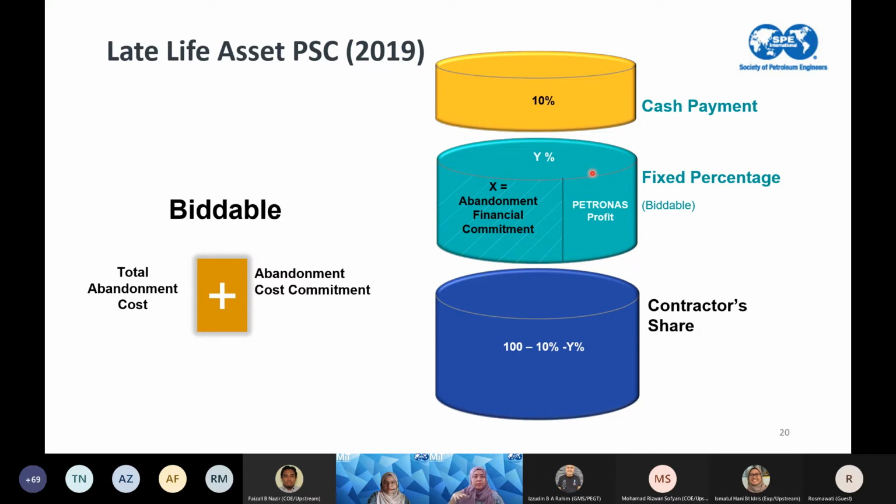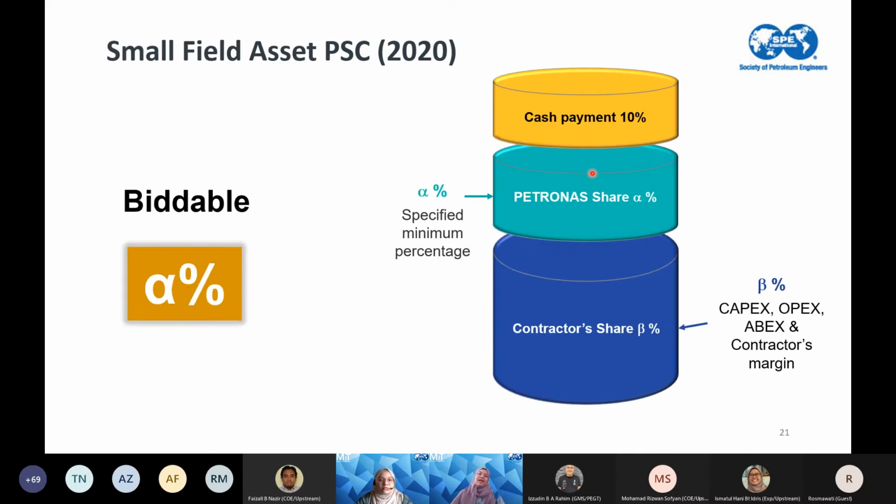So there's a bit more of this in detail on our website. So best to just take a look there and essentially write in if you have any questions, okay? So that's the late life asset PSC. I hope I didn't lose you there, okay?